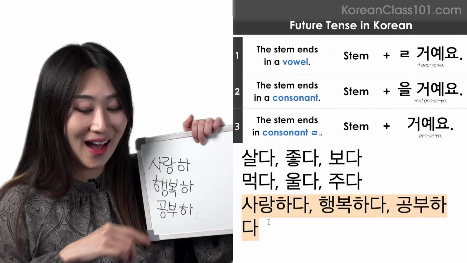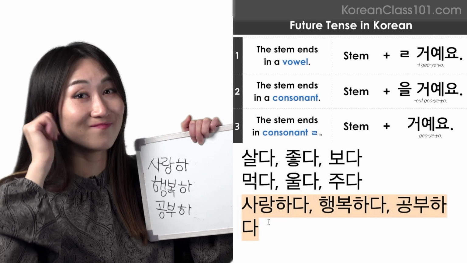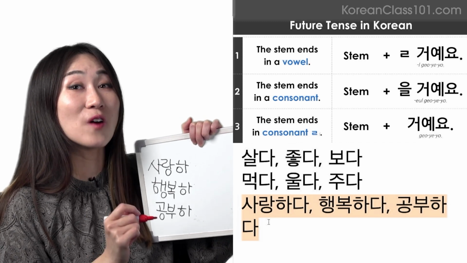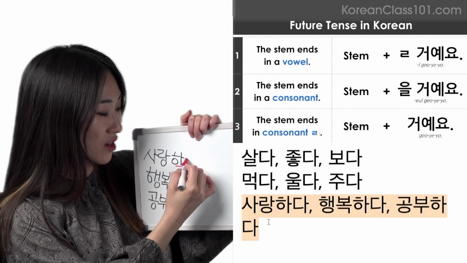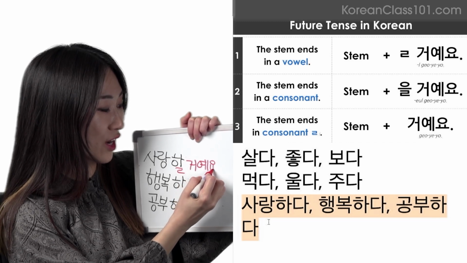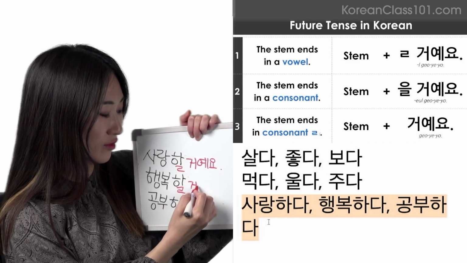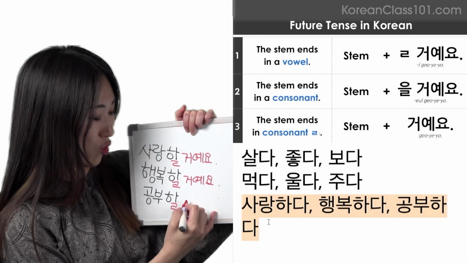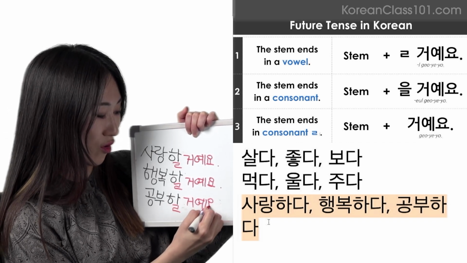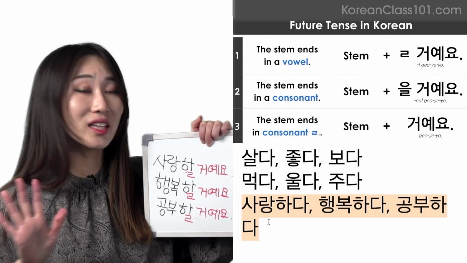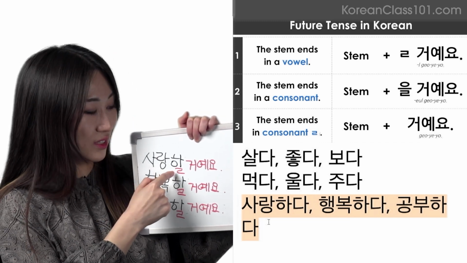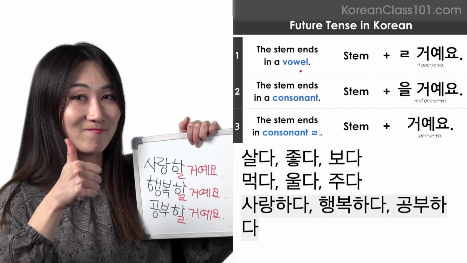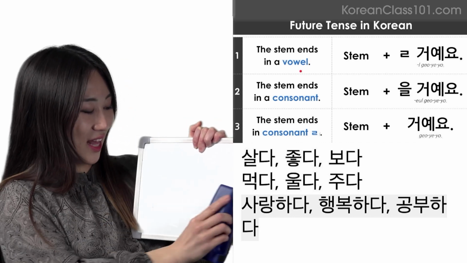사랑하, it ended with, yes, a vowel sound, 아 sound, right? So you're using 할 거예요. I will love, 사랑할 거예요, 행복할 거예요, I'll be happy, or I will study, 공부할 거예요. So for 하다 verbs, it's just simple. You just put 할 거예요 simply because the stem ends in a vowel sound. 짠!